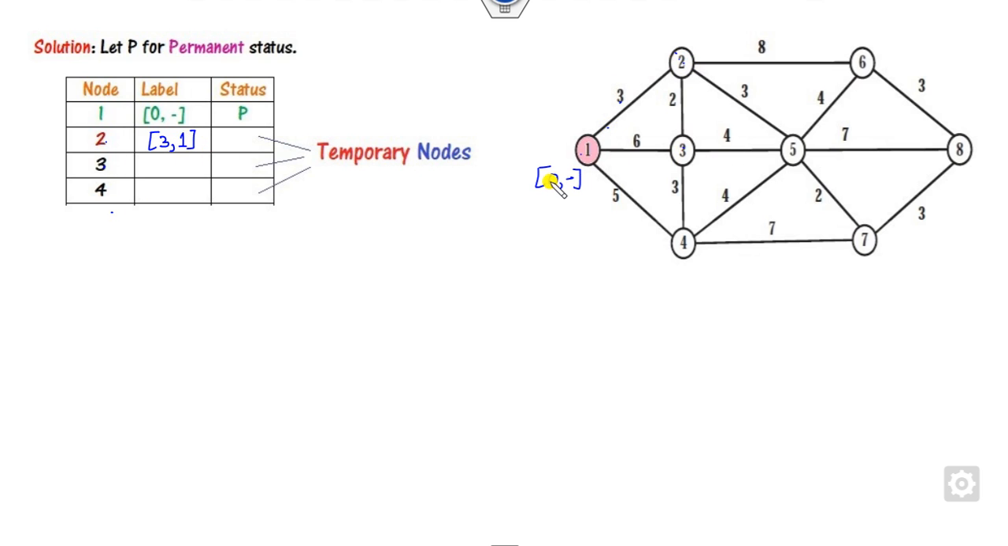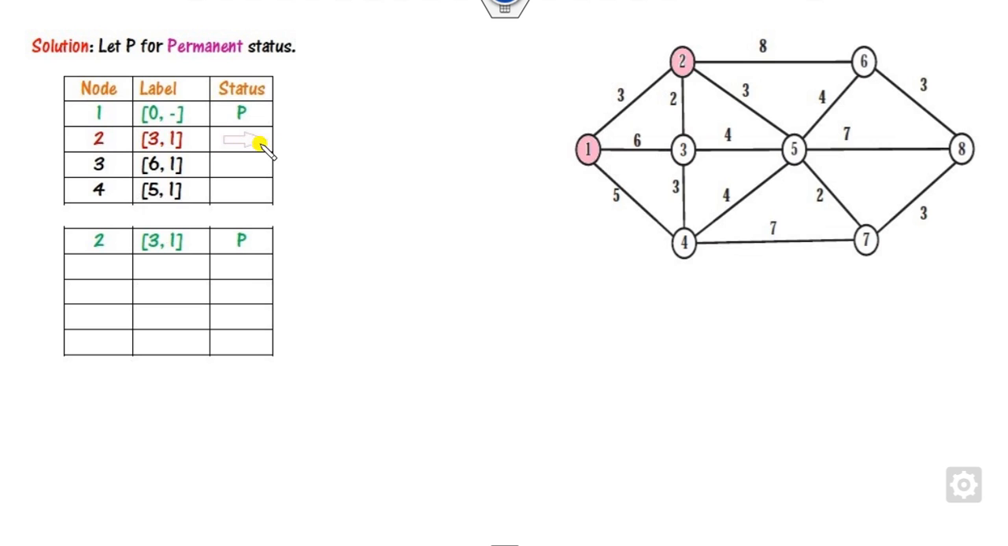Similarly, for 3, 0 plus 6 is 6, so I can reach it from 1. Similarly, for 4, I can reach it as 0 plus 5 from 1. Now which one is the minimum among them? Since this is the minimum, I can make this a permanent node. You can see I can make this 2 permanent, and all permanent nodes I have denoted in pink color.